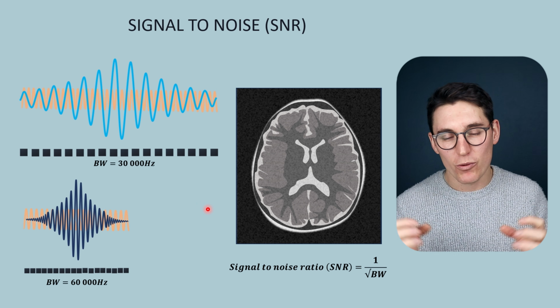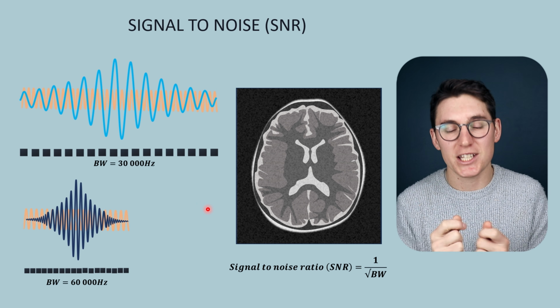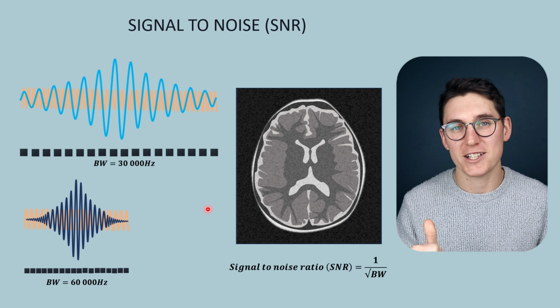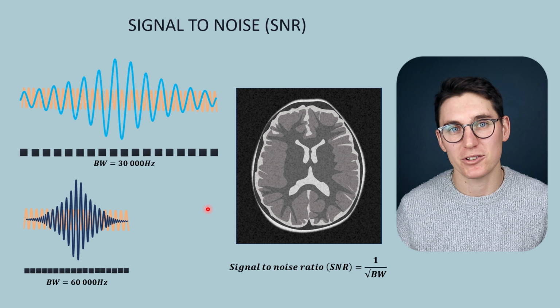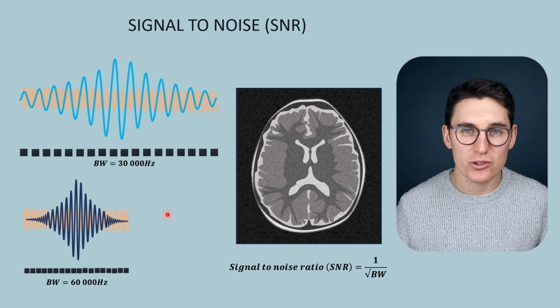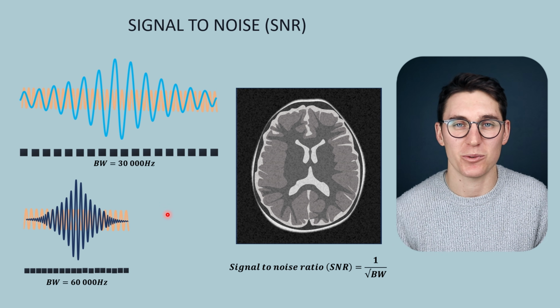Selecting the bandwidth, reducing it or narrowing it, is going to give us better signal-to-noise ratio. But that comes at a cost. More metal artifact, more chemical shift artifact, both of which we're going to look at later, and we can't use very short TE acquisition sequences.